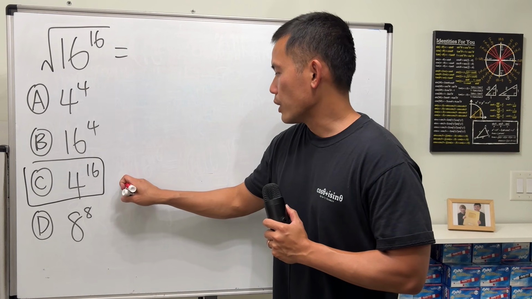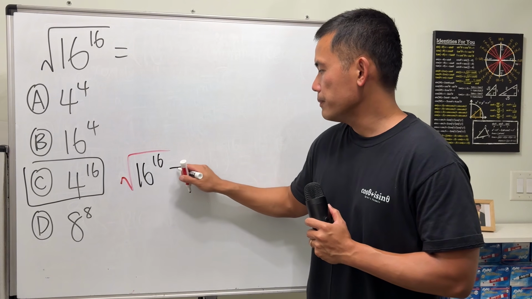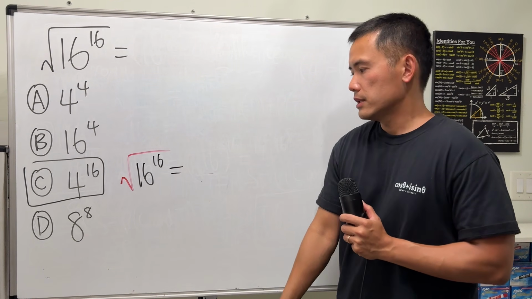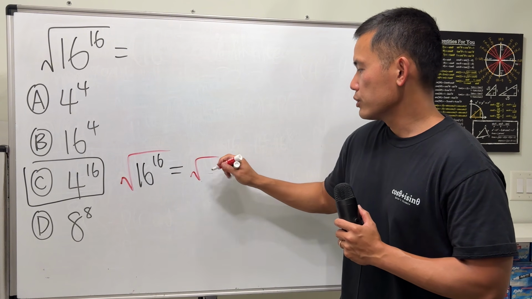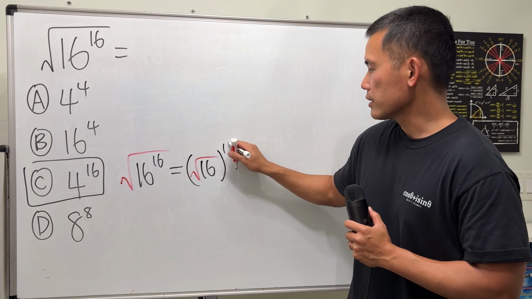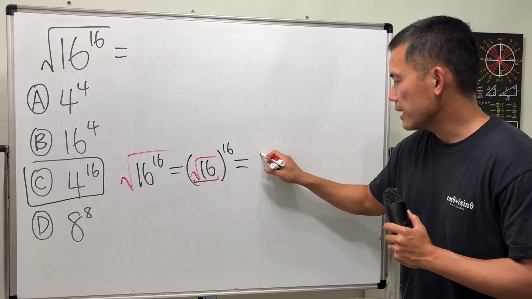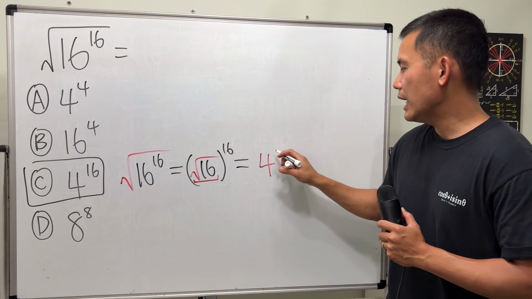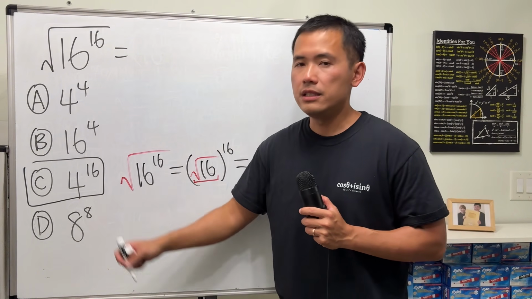Firstly, when we have square root, and on the inside we have 16 to the 16th power, what we can do is just take the square root of the base. So square root of 16, like this, and then you maintain the power 16 on the outside. And then square root of 16 is just equal to 4, and we still have that raised to the 16th power. That's why the answer is C.